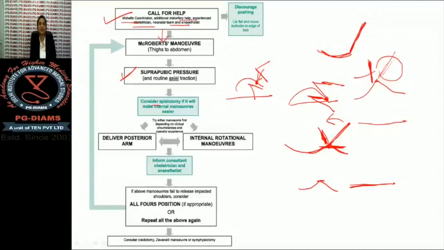Delivery of the posterior arm: you can put your hand inside the pelvis over the sacrum, grasp the posterior arm and remove it. Once you remove the posterior arm, the diameter of the shoulder decreases. That's one method. The other thing is internal rotation.